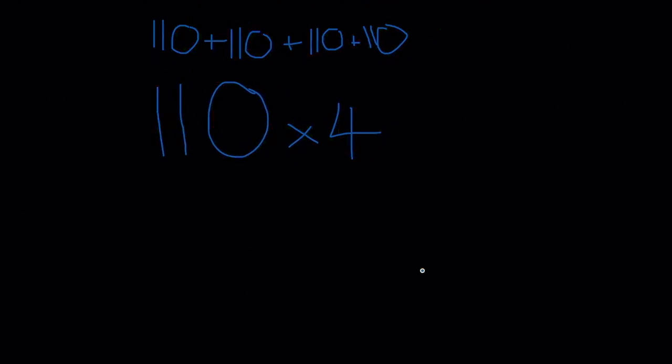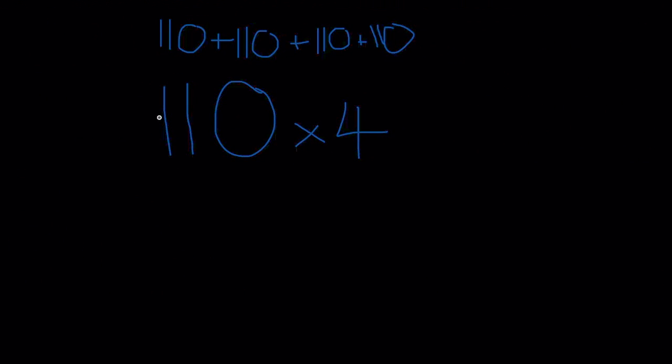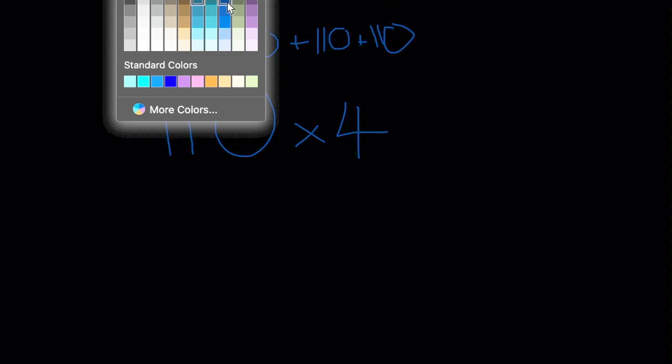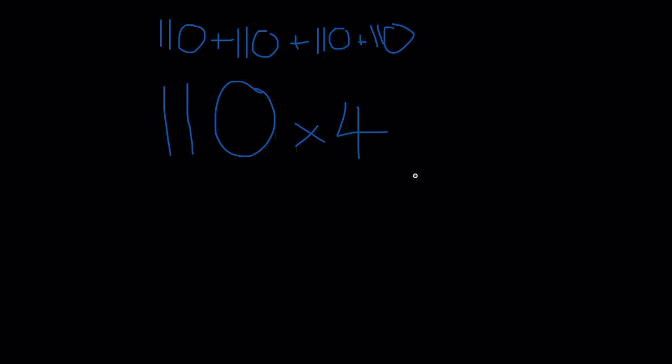One last one right here. So, this one is 110 times 4. It's a little bit more tricky, but you can do this. So, it's the same thing as before. We do 110 plus 110 plus 110 plus 110, since that's 4 110s. That would equal 440.